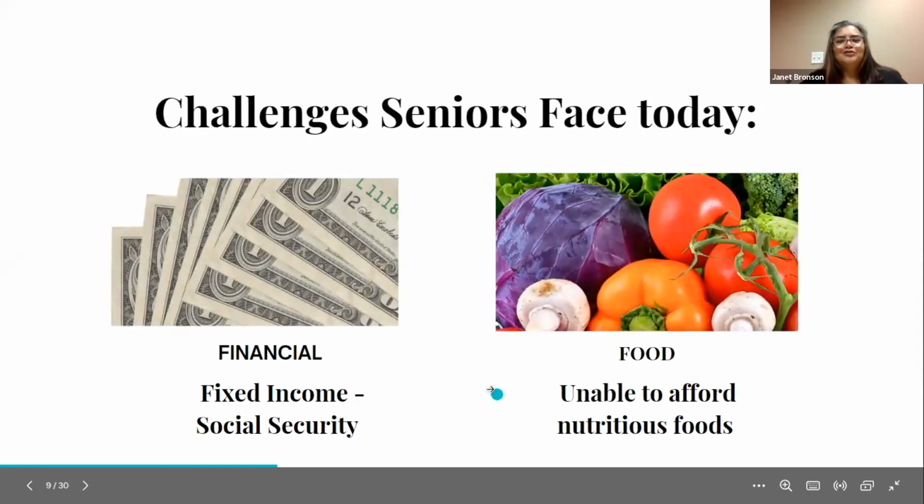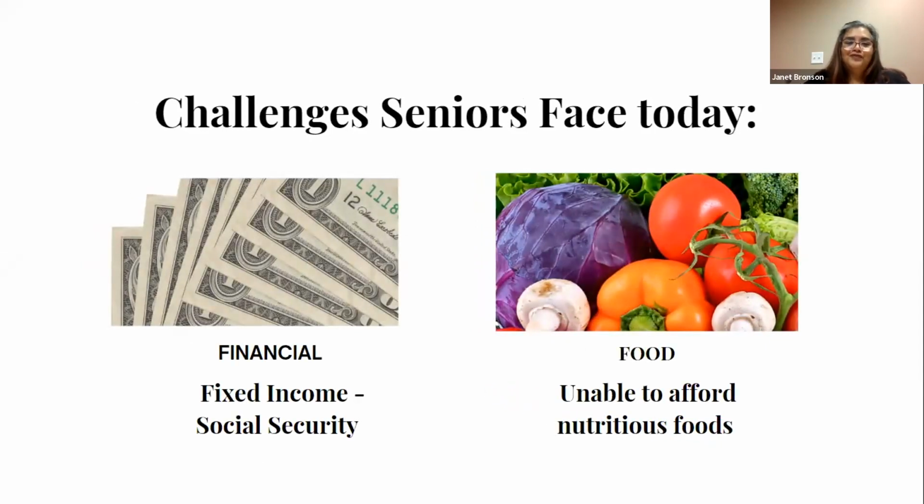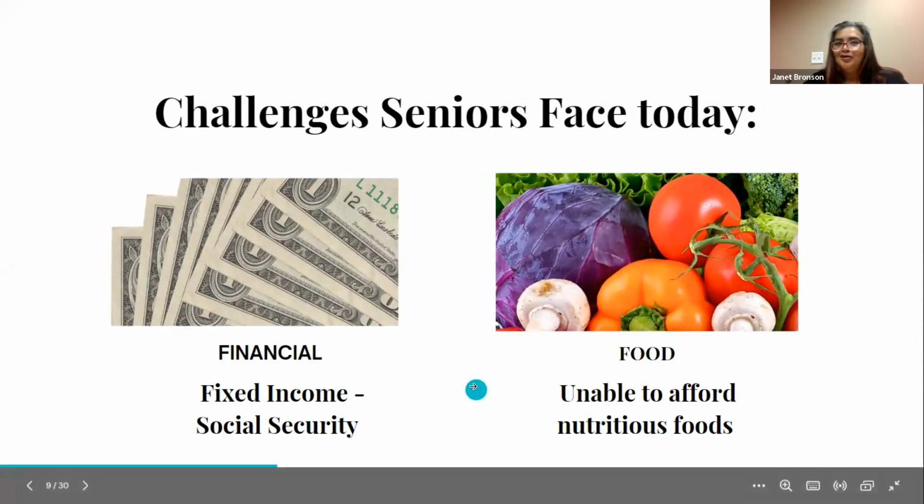Okay, so the challenges that our seniors face today. Most seniors are on a fixed income, like Social Security. Not everybody has a retirement plan. Food. Most seniors are unable to afford nutritious food, like going to the groceries nowadays. I mean, we experience one bag of grocery nowadays because of inflation. It's already $50.